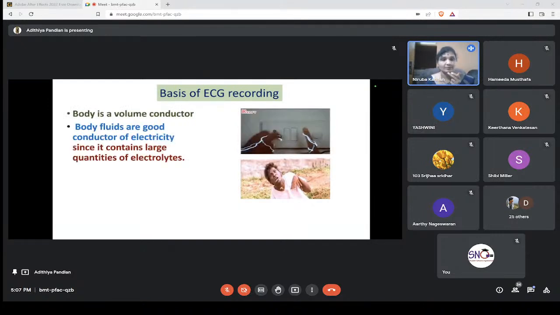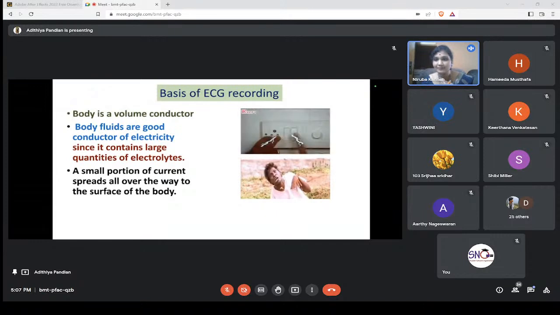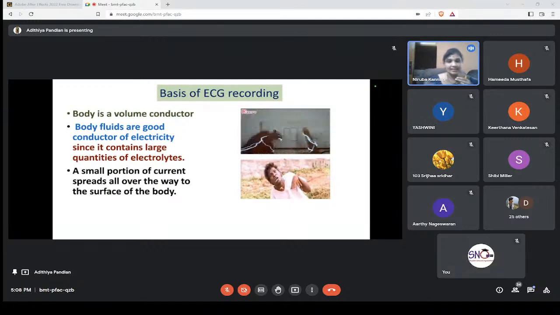So the body is a volume conductor. The body fluids are good conductors of electricity because, as you would have read, of the ECF and ICF compartments. What is the major component of ECF? Just brushing up your knowledge, which are the major ions present in your ECF? It is like your seawater, which is sodium and chloride. So it has some ionic distribution. ECF will have more sodium, and ICF will have a lot of potassium. So all these ions will be distributed.